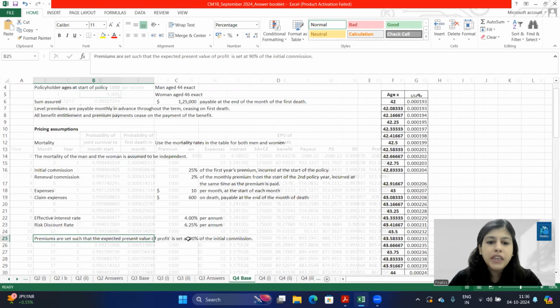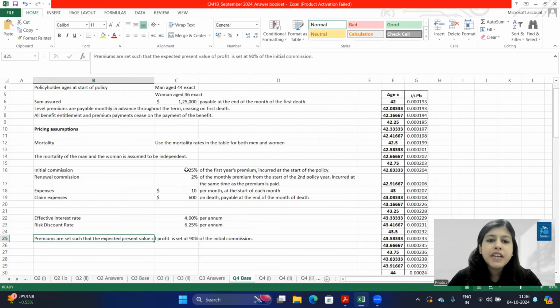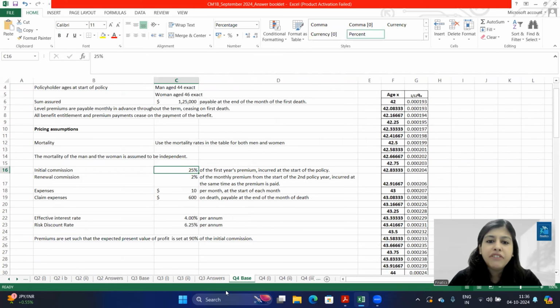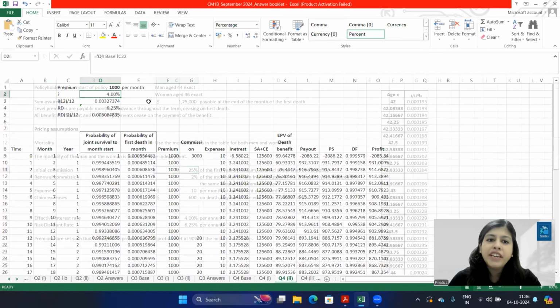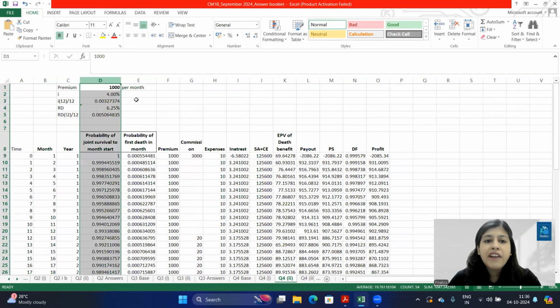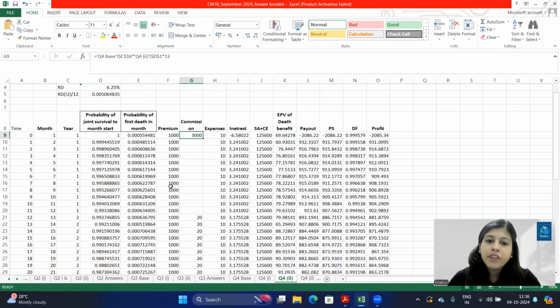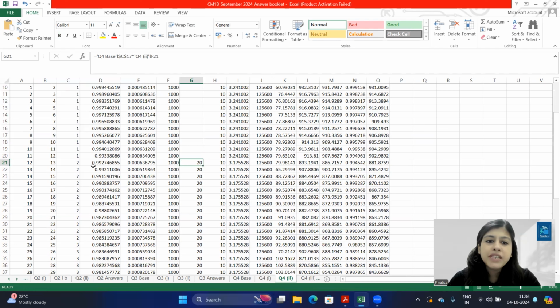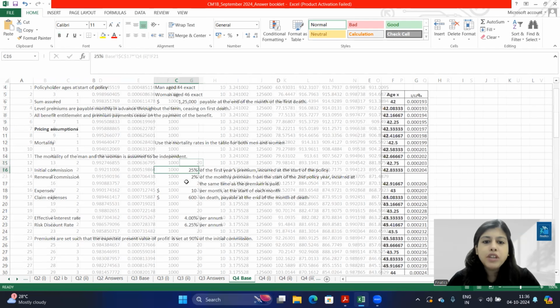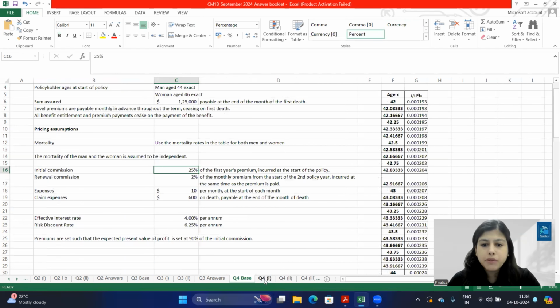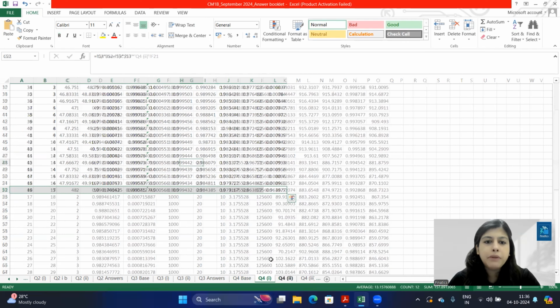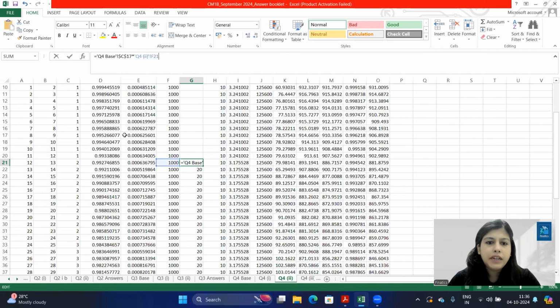Commission is set to be 25% of the first year premium incurred at the start of the policy. The first year's premium means the total premium of the first year. Since I have 1,000 per month, that means 12,000 for the whole year, times 25% gives me 3,000. And then the renewal commission starts from the second policy year, 2% of the monthly premium. So just 2% of whatever the monthly premium is, you can just multiply.